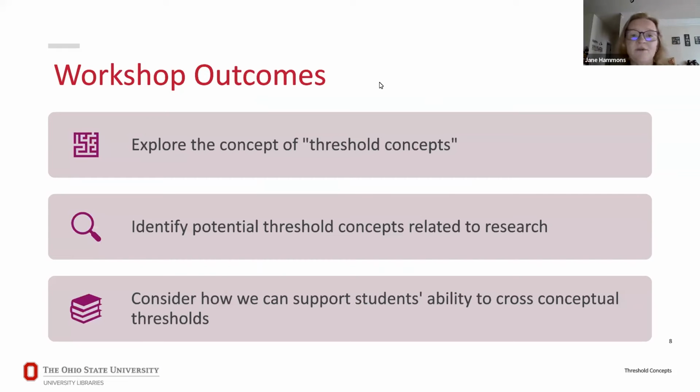So what we're going to be doing today, we're going to explore a little bit the concept of threshold concepts. Then we're going to think about threshold concepts in relationship to research and information literacy, and then think about how we can support students' ability to cross threshold concepts.